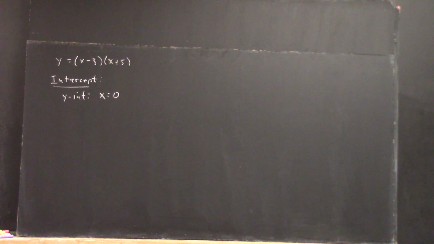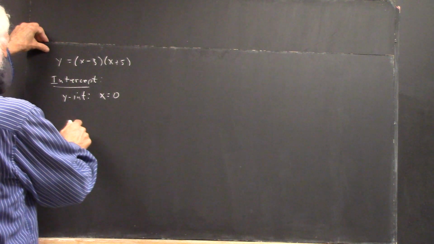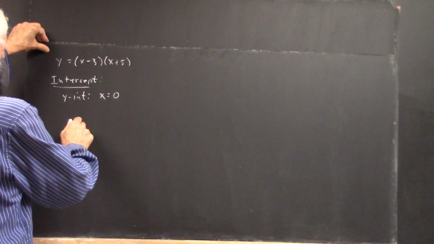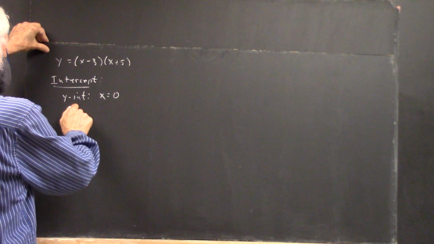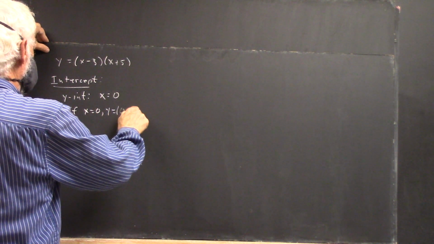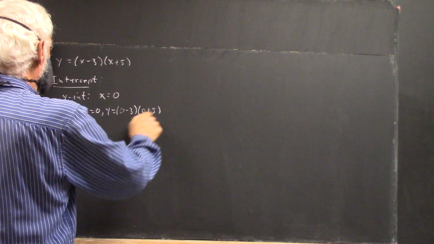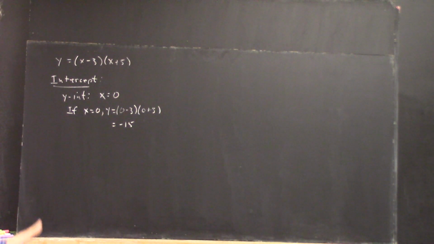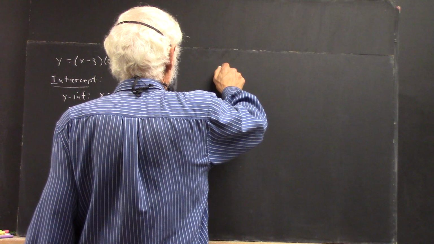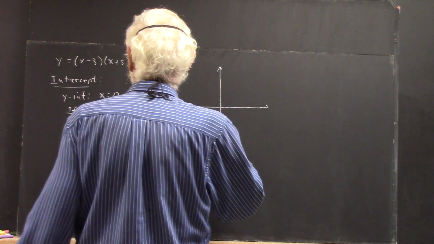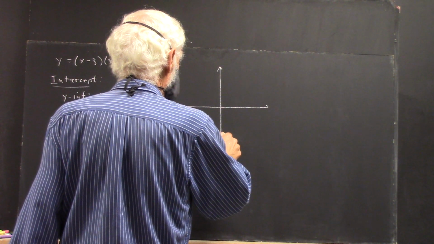Okay, so the y-intercept of this thing is going to occur when x equals 0, and the x-intercept when y is 0. Well, let's figure out the y-intercept. X equals 0, y is negative 15. That's real easy. Plug in x equals 0. So if we have a graph over here, we're not sure where it goes, but we do know it goes through negative 15.